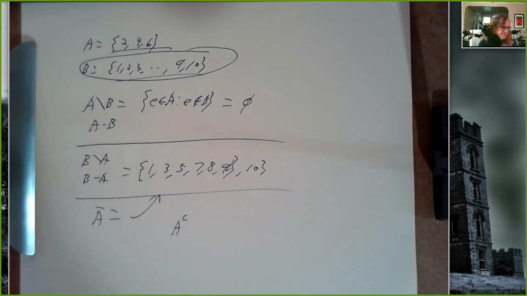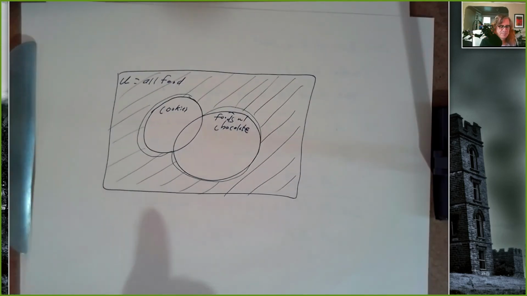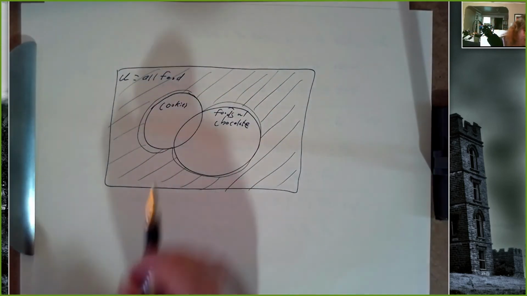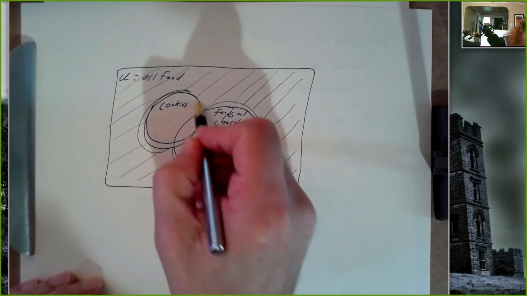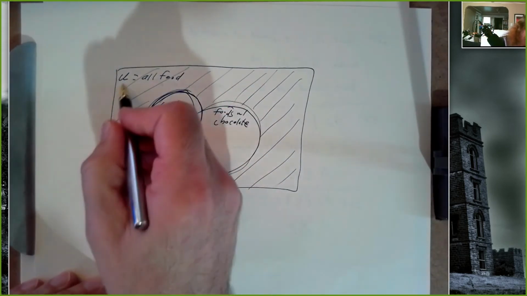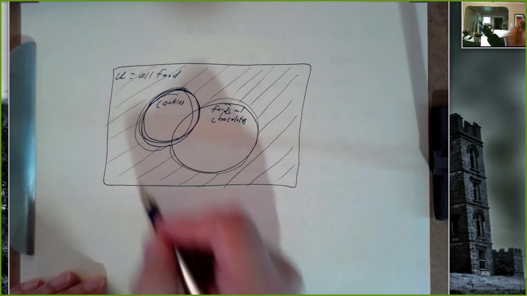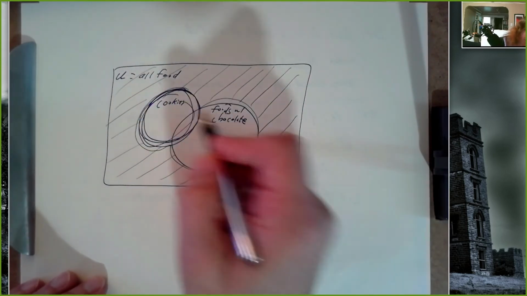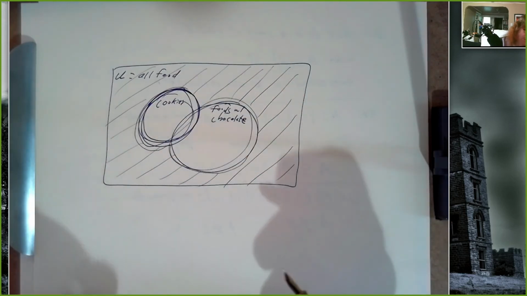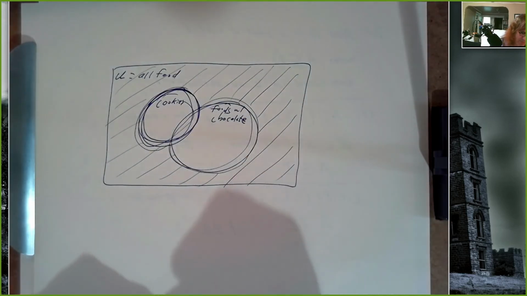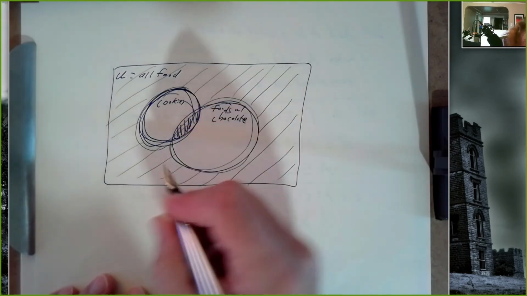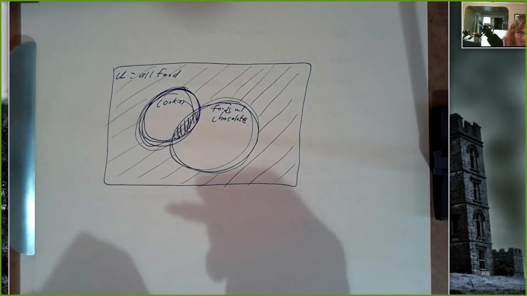All right, and if we go back to our Venn diagram, this was a set of cookies. The complement of the set of cookies would be everything that's not in here, everything that's in the universe but not in here. And this shaded area here was the complement of the union of the set of cookies and the set of foods with chocolate. And this backwards shaded area in here is the intersection of this set with that set.